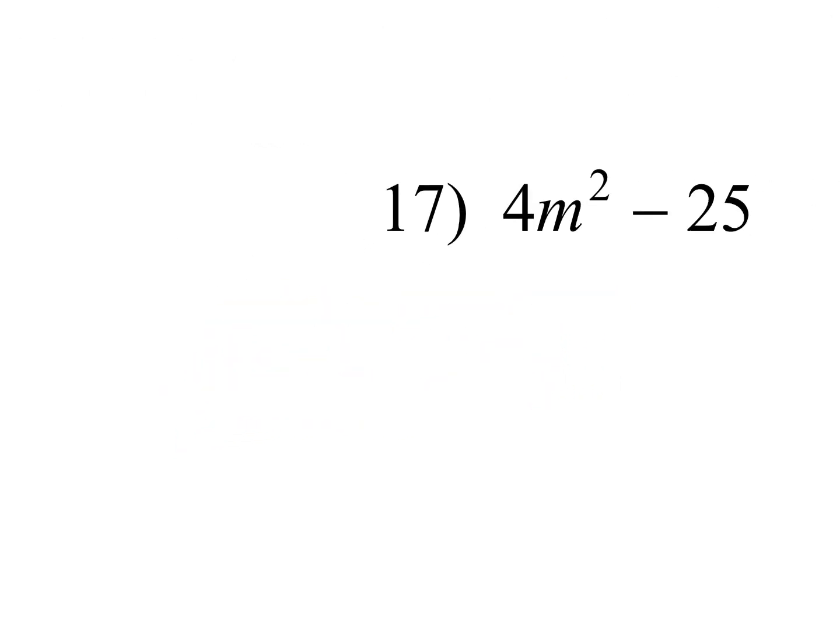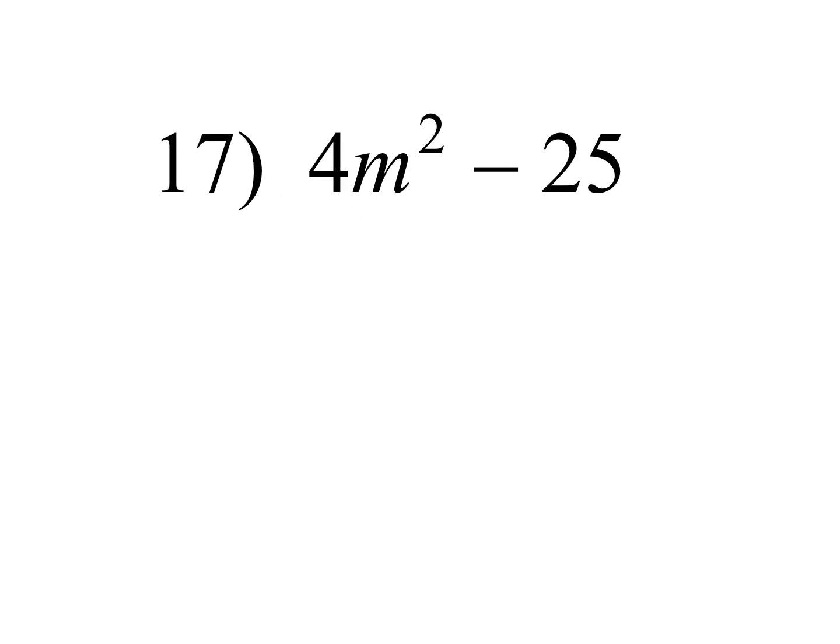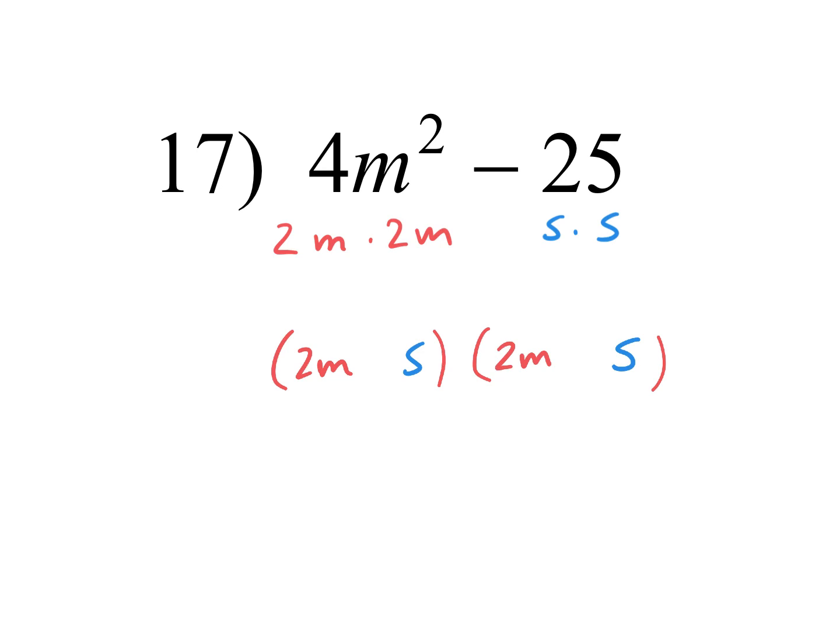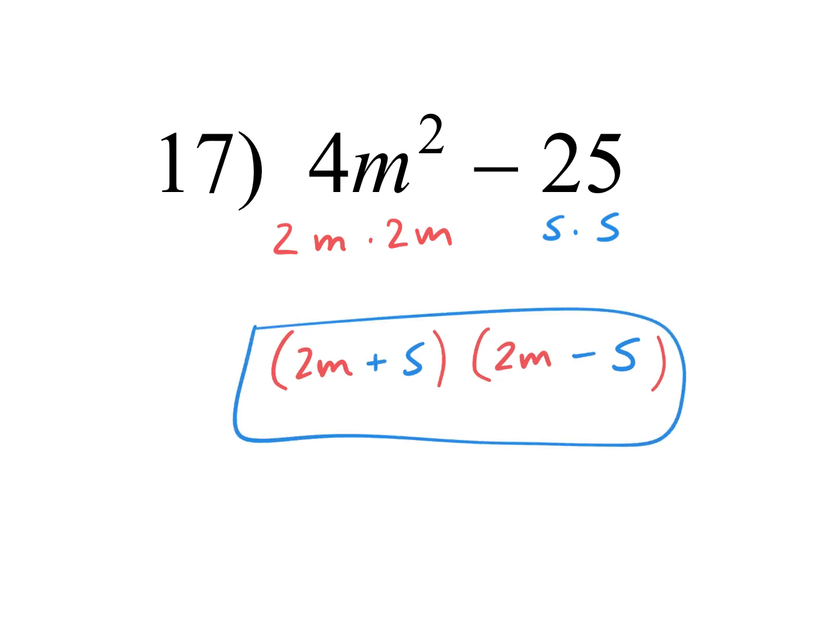All right, 17. What times what gives me 4m squared? 2m. So 2m times 2m. So 2m goes here, 2m goes here. What times what gives me 25? So 5 times 5. And 1 has a plus, 1 has a minus. So it's 2m plus 5, 2m minus 5. Any questions here?